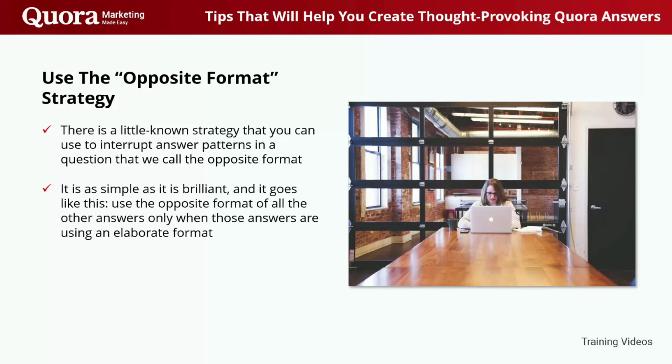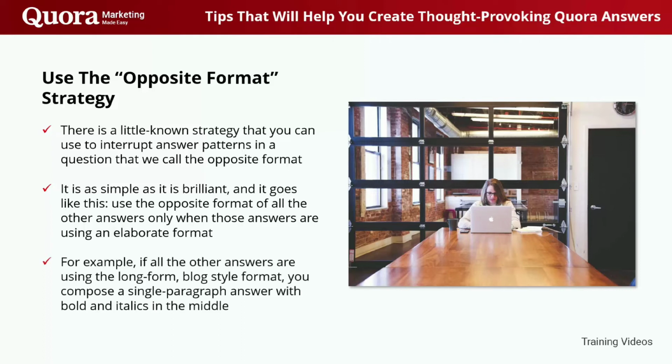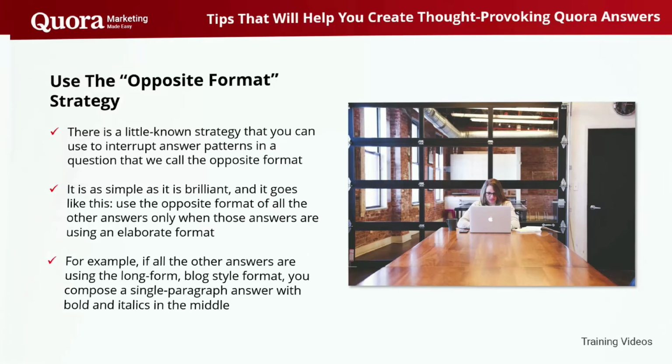Use the opposite format of all the other answers only when those answers are using an elaborate format. For example, if all the other answers are using the long-form blog-style format, you compose a single paragraph answer with bold and italics in the middle. Or you compose a list article-style answer with numbered entries. Whichever format that interrupts the pattern of replies will work.